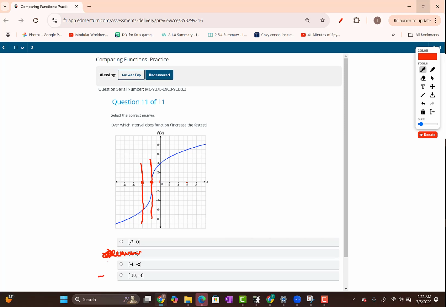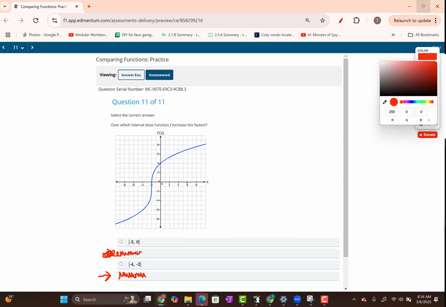And then finally, from -10 to -4. So -4, I've already got that one drawn in. -10 is here. So in between these, again, that's not going straight up. It's more of a gradual increase. So that's increasing, but not as fast as the other two. Okay, so that means we've got it narrowed down to two choices. We need to do some math to determine.